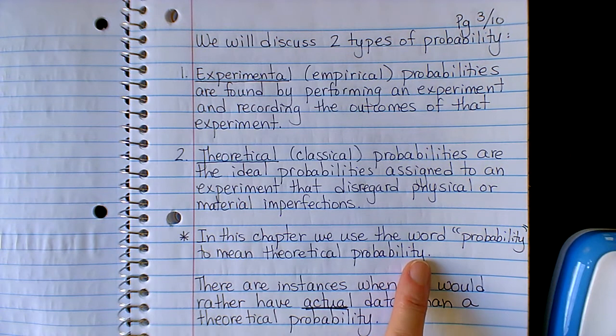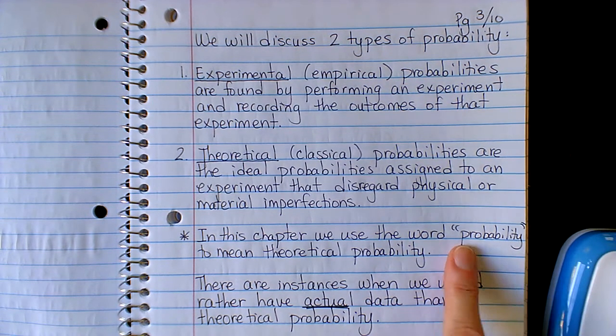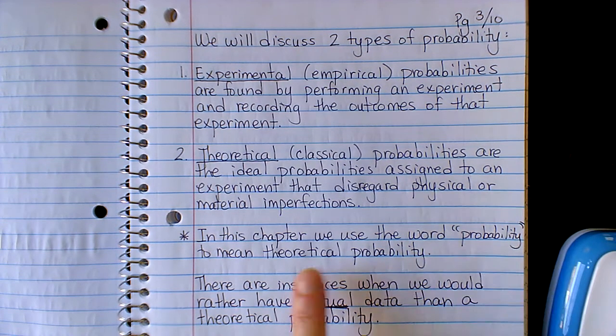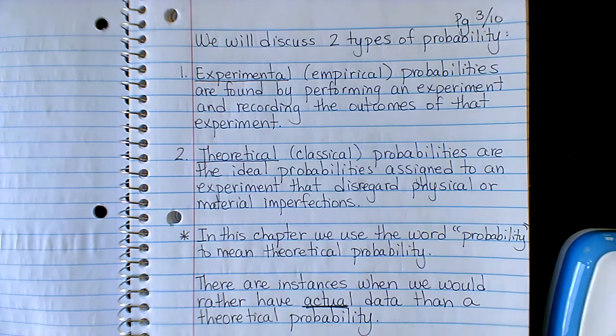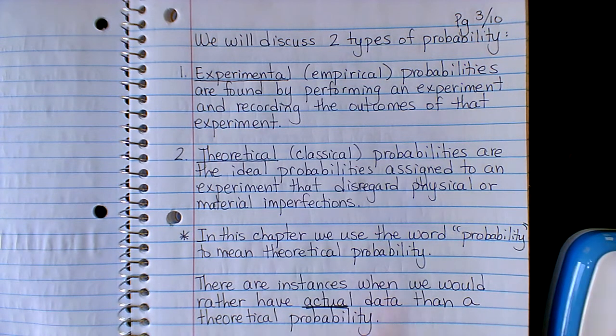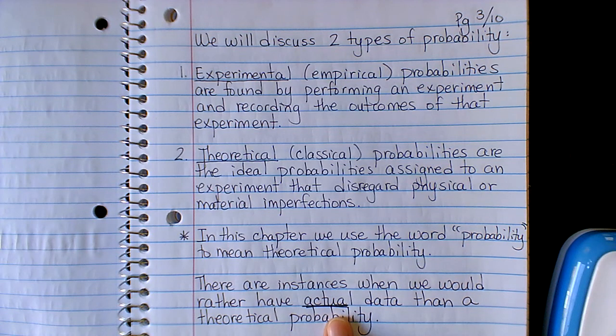So just so you know, in this chapter, whenever you see the word probability, it means theoretical probability. So we don't actually want you to do an experiment. We're going to use the theoretical probability. Now, there are instances where we would rather have actual data. You may think, well, why am I even talking about experimental probability? Who cares? Just use the theoretical one all the time, right? There are actually times when you would want the actual data instead of theoretical data. You actually want actual numbers.